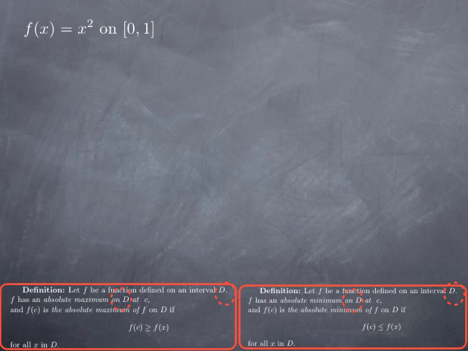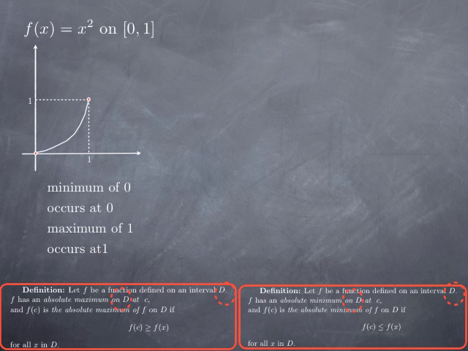Let's take the example of the square function on the interval [0, 1]. So this is what it looks like. And since we're looking at the function on the closed interval [0, 1], we include the endpoints, and the function takes a value 0 at 0 and 1 at 1. Evidently, 0 is the smallest value that the function takes on that interval, and therefore we have a minimum of 0, and that occurs at 0. And similarly, 1 is the largest value that the function takes on the interval [0, 1], so we have a maximum of 1 that occurs at 1.